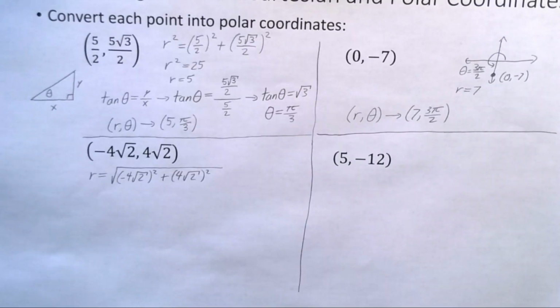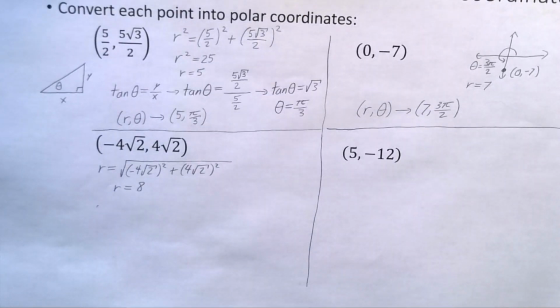For the next point, negative 4 square root 2 comma 4 square root 2, finding the radius is relatively straightforward as it involves the Pythagorean theorem. A way of shortening the process is to write r is equal to the square root of x squared plus y squared, as that eliminates the need to calculate r squared and then square root the answer, and instead do everything in a single step. Doing so, in this case, results in r equals 8.